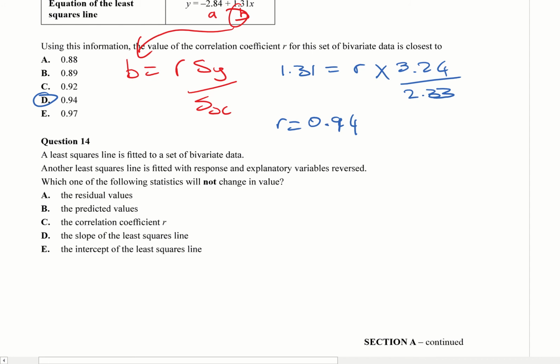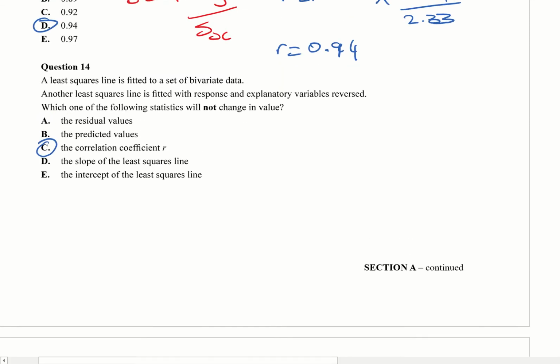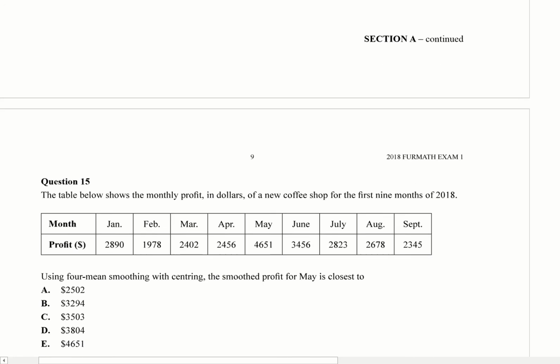The slope will change because things are going to have moved, and therefore the intercept and least squares line, they're all going to change, which leaves C. And that actually makes sense because you remember the correlation coefficient is a measure of the strength of that relationship, and that's not going to change because those two variables have been reversed. Okay, everything else will change though. So question 14 was C.